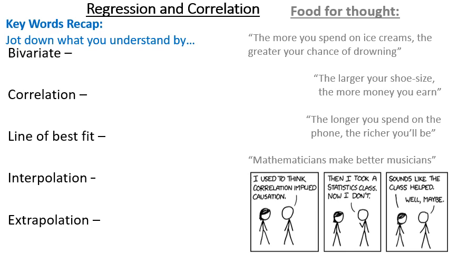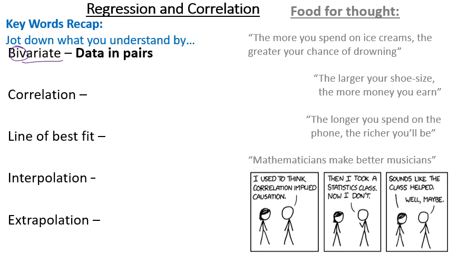The first one, bivariate data. There are 2 bits to this word, the bi and the variate. And as you might guess, bi stands for 2 and variate suggests variables, so 2 things that vary. It's important here to recognize that what we're dealing with is not just 2 different things that you happen to measure, but we're measuring data in pairs.